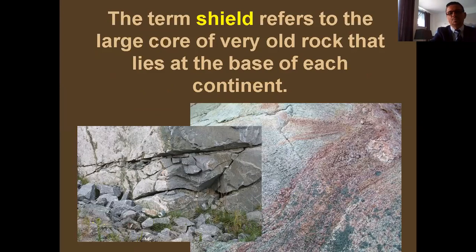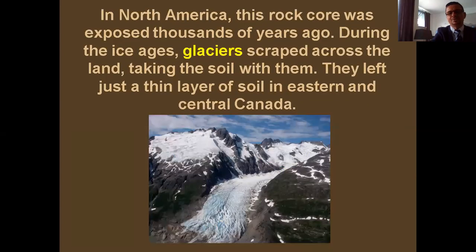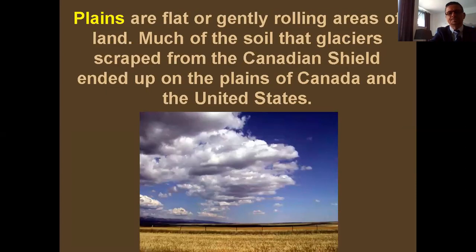But we mentioned the big Canadian Shield. The word shield refers to the large core of very old rock that lies at the base of each continent. So this is a huge landmass area, and here you can see the picture of the rocks. In North America, this rock core was exposed thousands of years ago during the ice ages, by glaciers. You can see it like this, scraped across the whole land. And this took the soil with them. So we mentioned this, that ice coverings covered the surface.